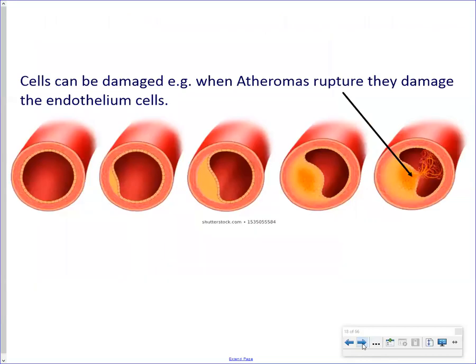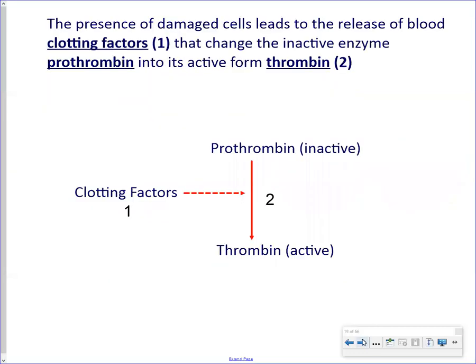So this is the link really with atherosclerosis. So this is the diagram of atherosclerosis again. So what happens is that over a period of time, this atheroma develops, this plaque develops underneath the endothelium, until eventually the atheroma ruptures and the endothelium cells are damaged. And that damage to those cells is what triggers this process of thrombosis. So what happens? Well, these damaged cells release a substance called clotting factor.